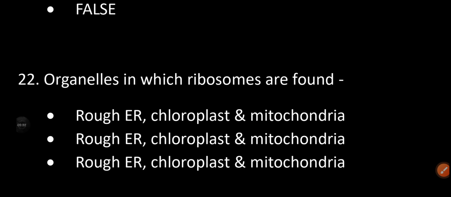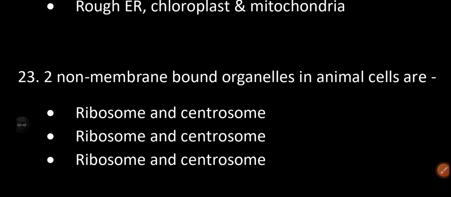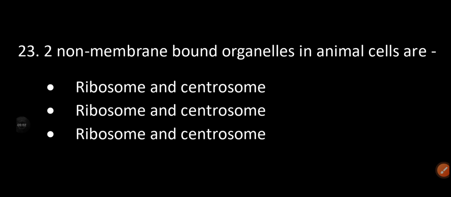Organelles in which ribosomes are found: rough endoplasmic reticulum, chloroplast and mitochondria. Two non-membrane bound organelles in animal cells are ribosome and centrosome. Centrosome helps in cell division.